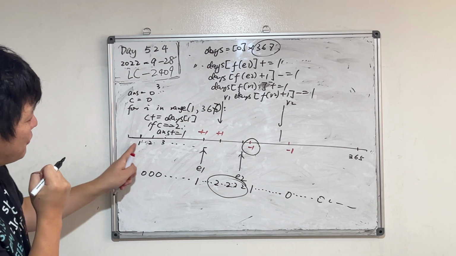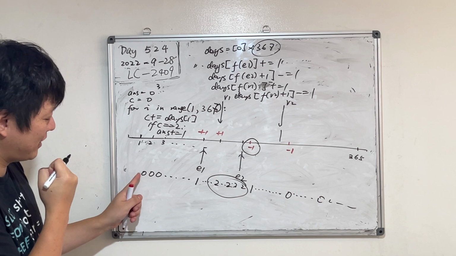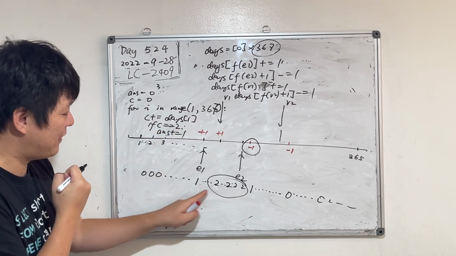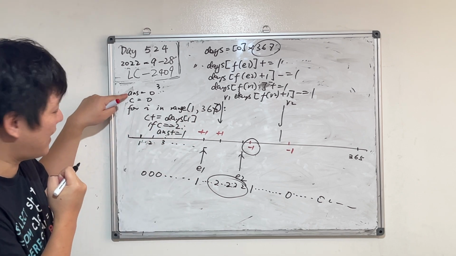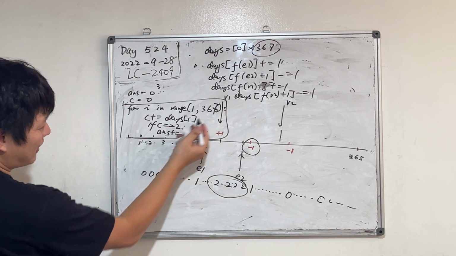And I need to check each day from 1 to 366. C plus this. One day at a time we are counting: 0, 0, 0, 0, 0, 0. If it's 2, then I increment the answer, right? This, we can do this, we can use the accumulate.